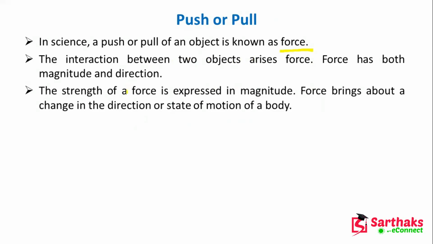An interaction of two objects arises the force, and force has both magnitude and direction. That's why force is a vector quantity. So that's why force, I'm writing here, is a vector quantity. Here you can see one thing. Suppose I have one object here and it is just at the rest condition.